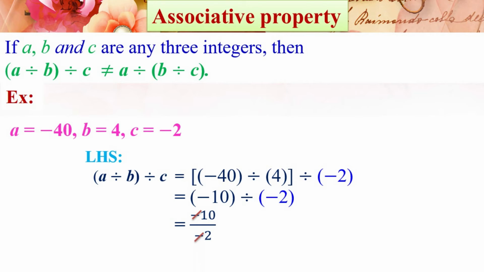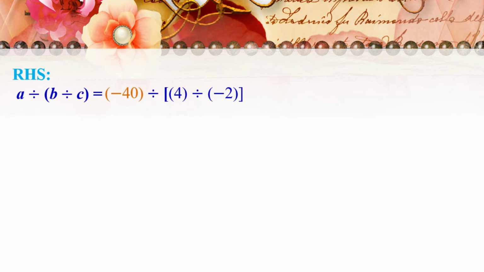Now cancel the negative sign. 1 2 is 2, 5 2s are 10. We get 5. Therefore, (a ÷ b) ÷ c is equal to 5. Let's prove RHS. a ÷ (b ÷ c). Here b and c are grouped. That means now substitute the values. a equals minus 40, divided by b equals 4, divided by c value minus 2.